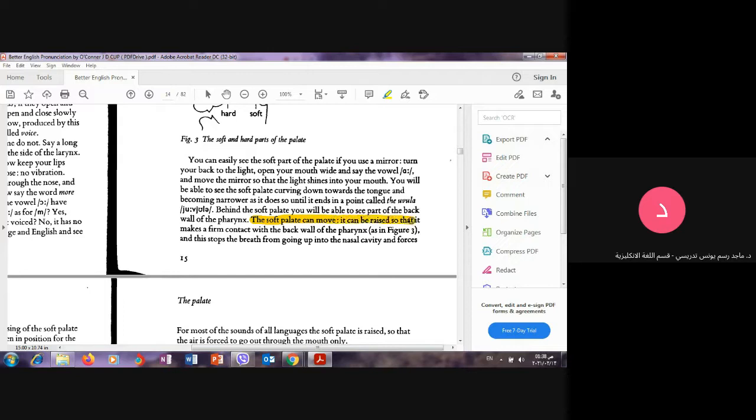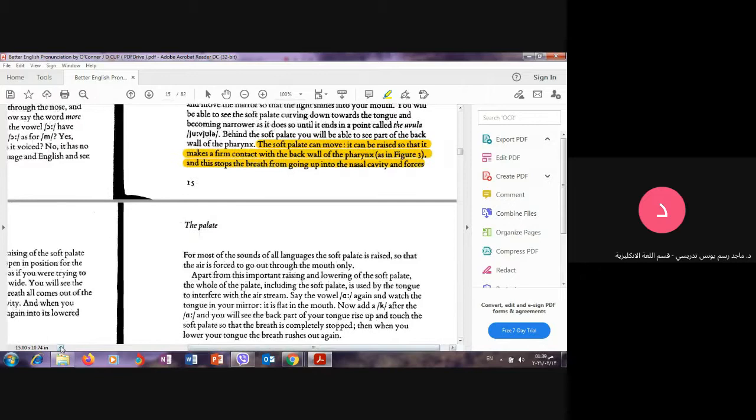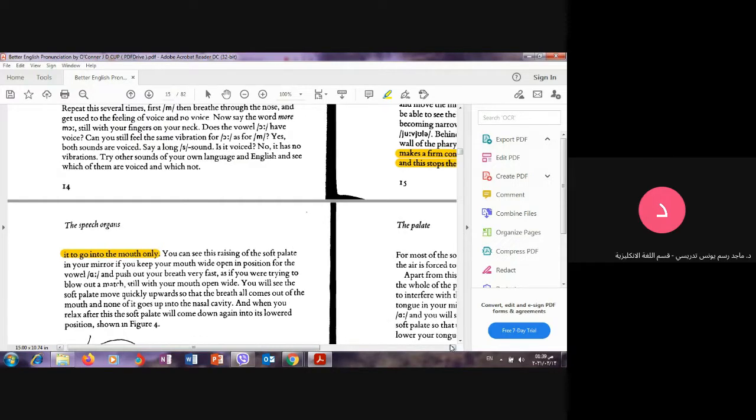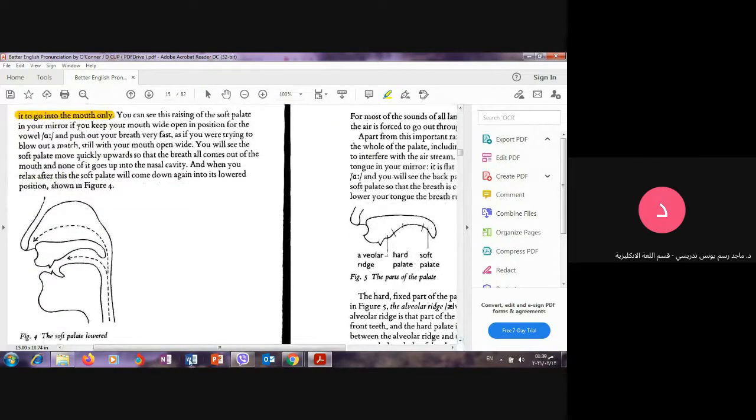Here it can be raised so that it makes a firm contact with the back wall of the pharynx, and this stops the breath from going into the nasal cavity and forces it to go through the mouth only. So this is the first one. It means that the soft palate is raised, so no air goes through the nose and it all goes through the mouth, as we see here in this figure, in figure 4.